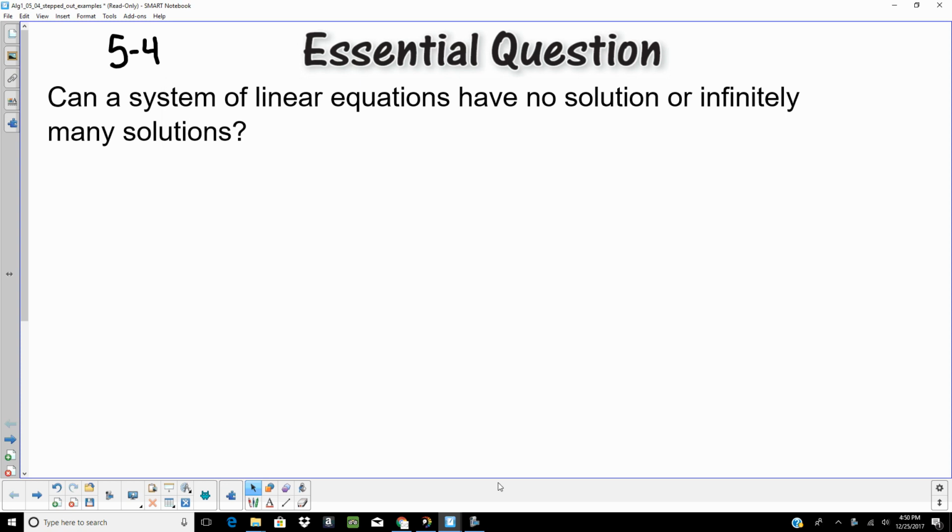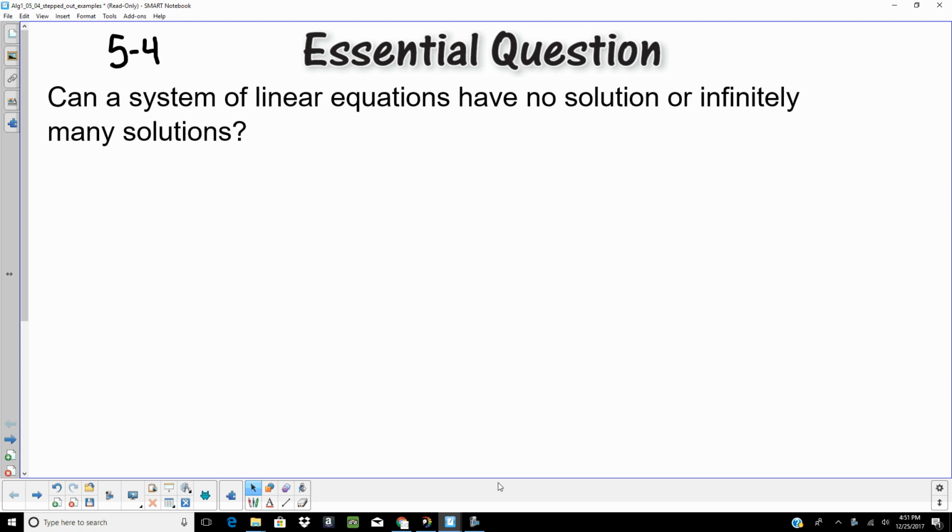Hello, today we are doing Chapter 5, Section 4. Our essential question is, can a system of linear equations have no solution or infinitely many solutions? So right now we're going to be talking about kind of the special cases.